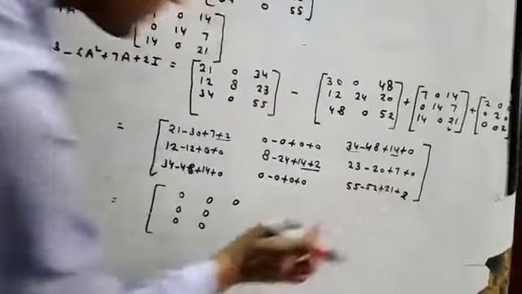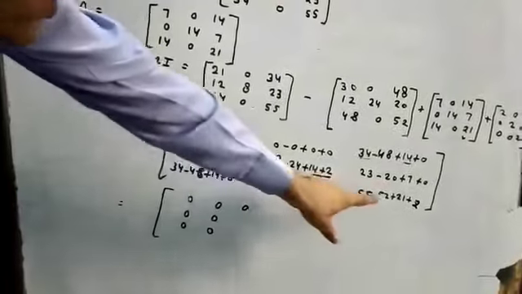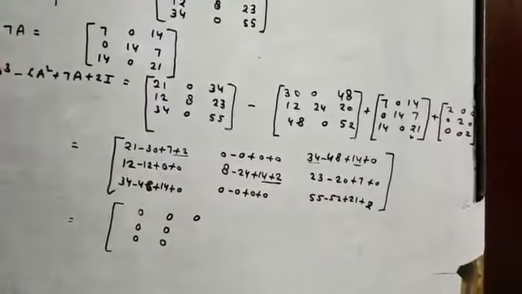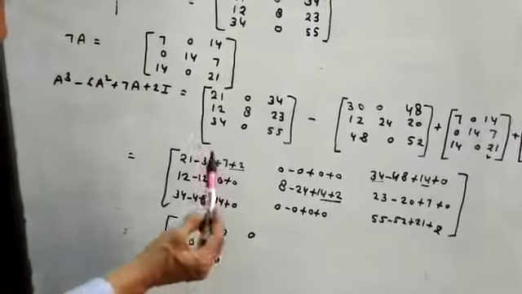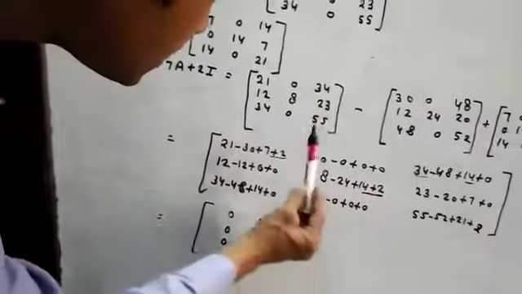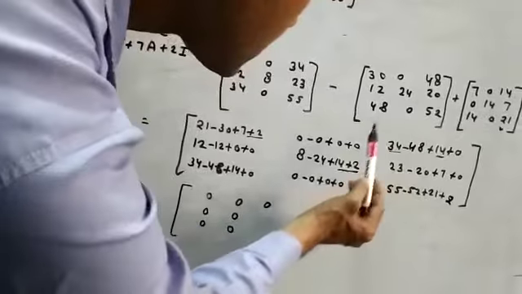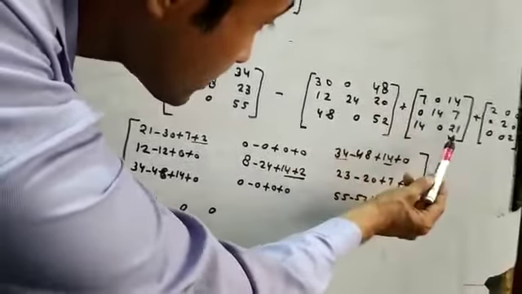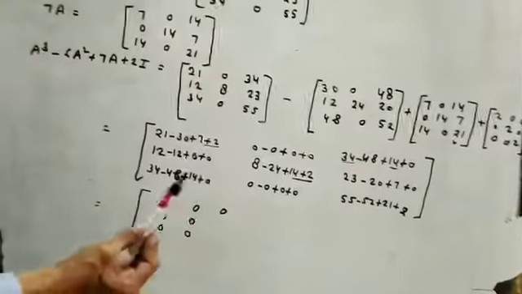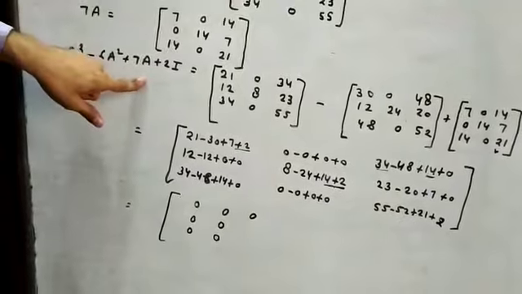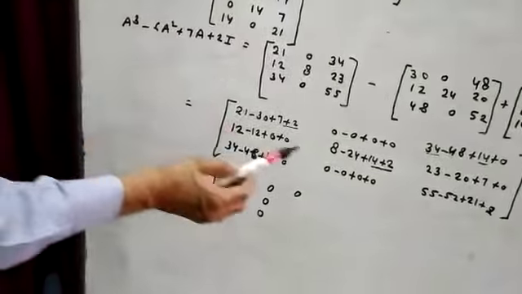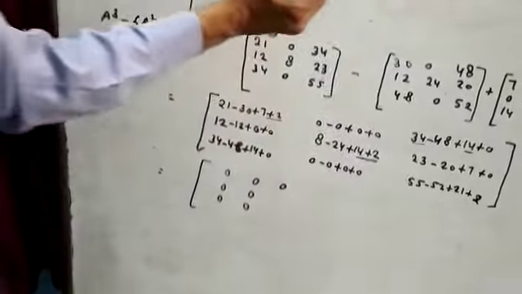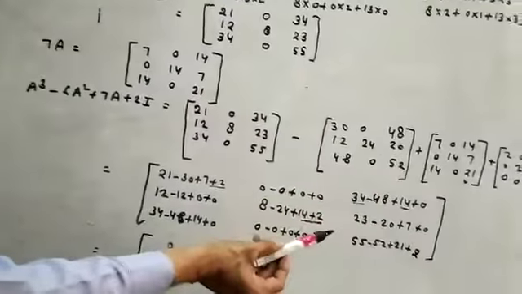Now here you have to look at these two questions. This number is 23 minus 20 plus 7, 7A. A is 7. One minute, students. I think there is something wrong.